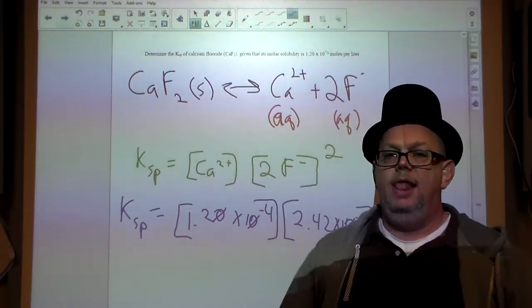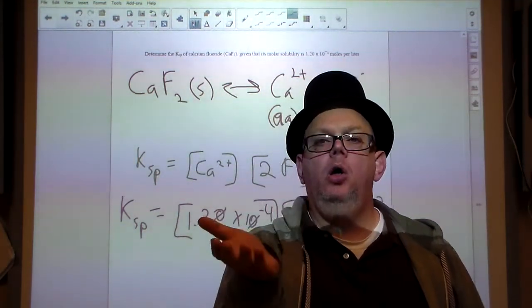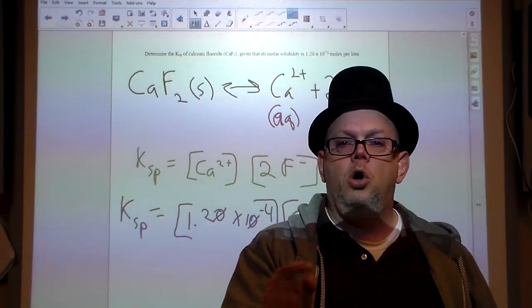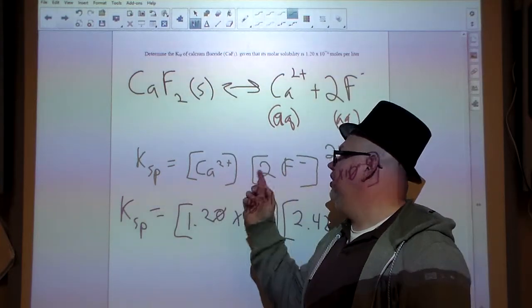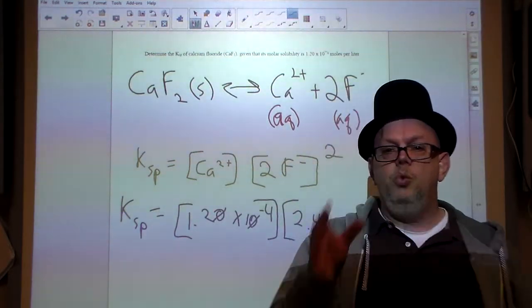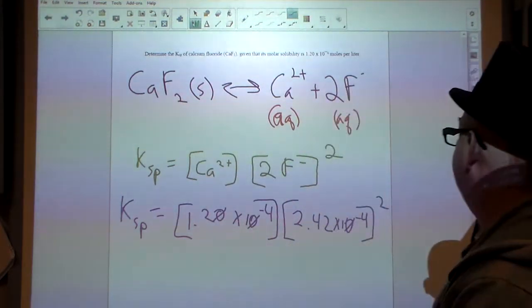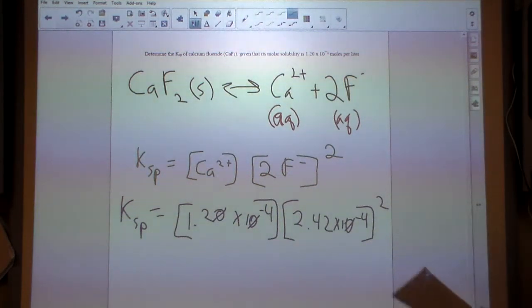Think of this like a car. If you have 1 car, you have 4 tires in it. Okay, I've got 1 calcium, I've got 2 fluorines in there. It's a ratio of how the thing is fixed up. Okay, so that's how it's going to look out.